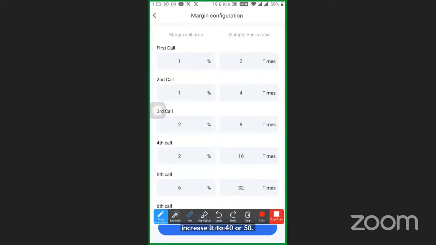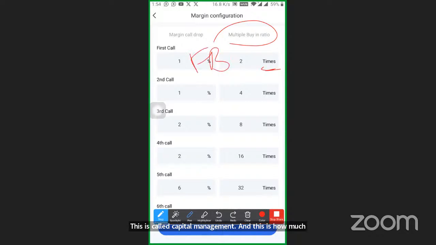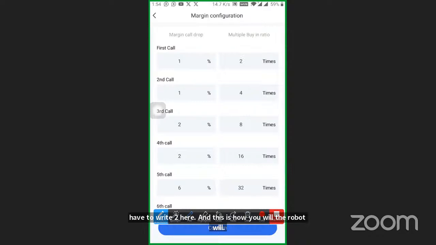Okay. So let's come to the right side of the page where we have to distribute our capital. This is called capital management. And this is how many times you want to buy of your first buy. So if you want to buy 2 times of your first buy, you have to write 2 here. And this is how the robot will act according to your instructions.